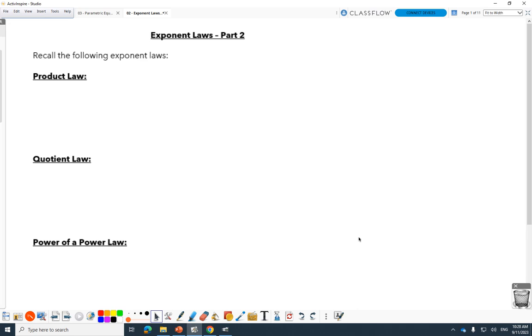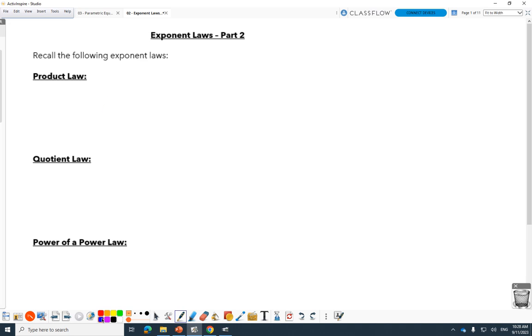Recall the following exponent laws. So I'm going to bring up the old exponent laws in here, so you've got those ready to rock and roll. Here are the exponent laws. I'm now calling it product law. I think I called it multiplication law on Thursday, just not to scare anyone off. Multiplication law. Well, it's technically called the product law, and product just means multiplication. And here's the product law.